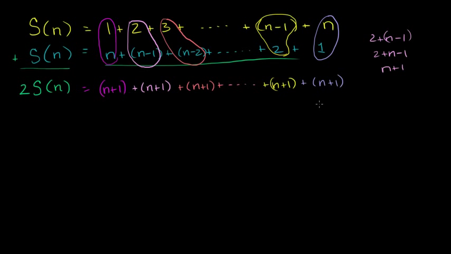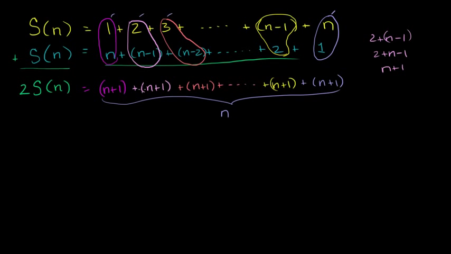So what's this whole sum going to be? Well, how many of these n plus 1s do we have? Well, we have n of them for every term in each of these sums. So this is 1, 2, 3. Count all the way to n. You have n of these terms. So you have n n plus 1s.